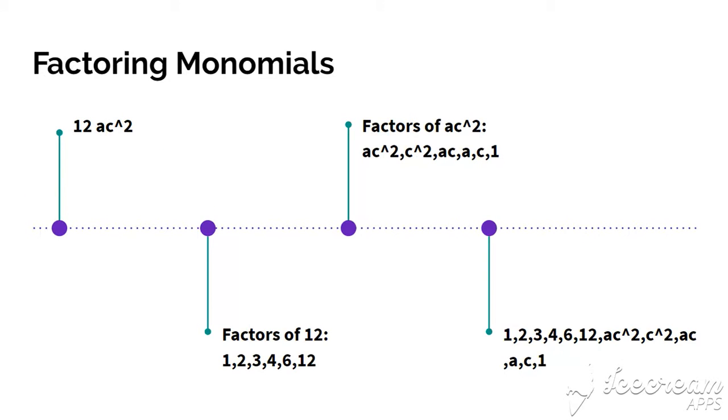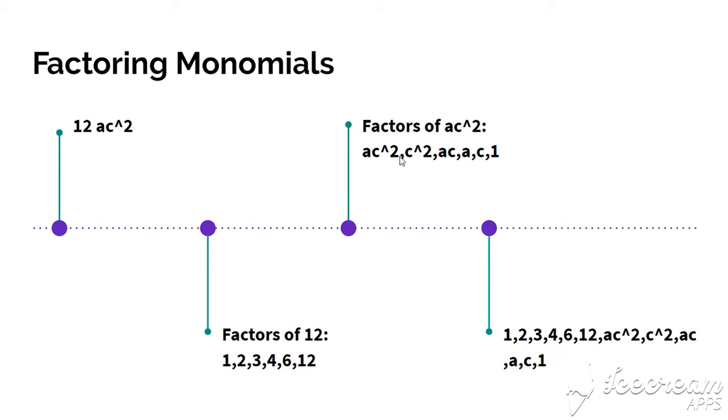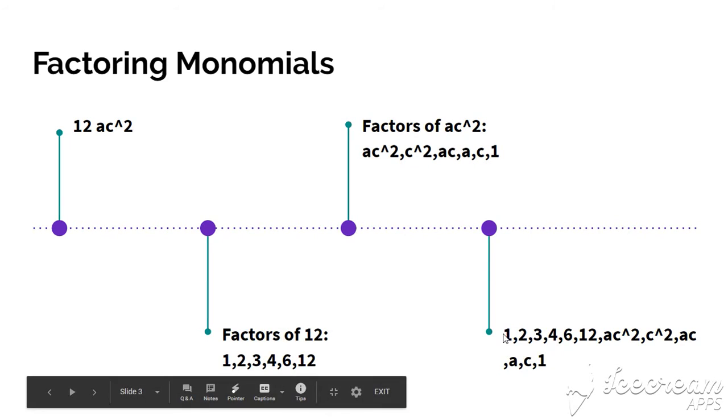Factoring monomials. Say we have a problem like 12ac², and this is supposed to be an exponent. First we need to factor 12, and that is 1, 2, 3, 4, 6, and 12. And then we'd factor ac², which is ac², c², ac, and 1. And then we'd put those two things together, and that would be 1, 2, 3, 4, 6, 12, ac², c², ac, and 1.